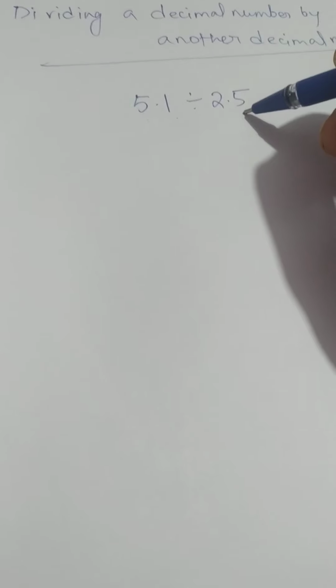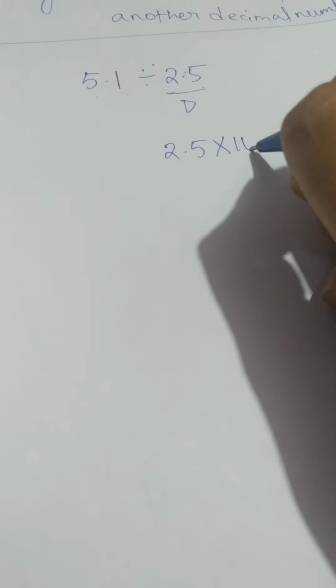5.1 divided by 2.5. You see both these numbers have decimals, right? So what we need to do, this is the divisor. What we need to do is remove the decimal point from the divisor. Always, when we are trying to divide a decimal number by another decimal number, from the divisor we always need to remove the decimal.